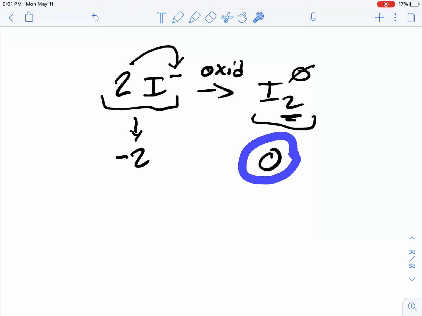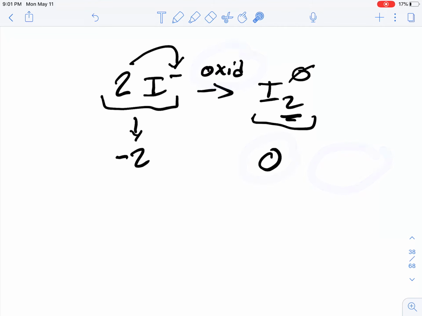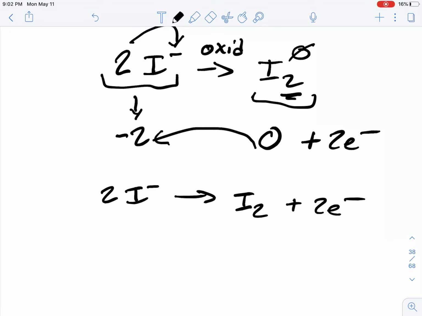And so therefore, for oxidation, we're going to put the electrons on the product side. Because remember, oxidation is losing electrons. Losing electrons, you put the electrons on the product side. And so in this case, to go from 0 to -2, I need to add 2 electrons. And so my final balanced half reaction for the oxidative half is going to be 2I minus yields I2 plus 2 electrons.